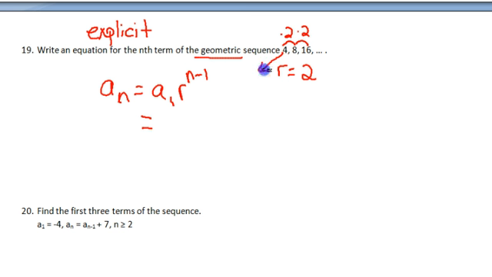A1 is your first term. So now I'm going to fill those in. So we're going to have 4 times R is 2 to the n minus 1. And you cannot multiply those because the 2 has an exponent and the 4 does not. So it stays like that. It didn't even ask you to do anything with it, so that's kind of nice.